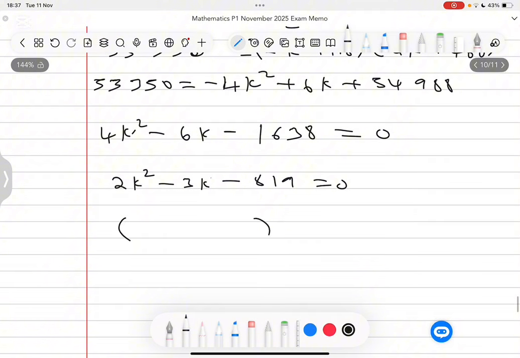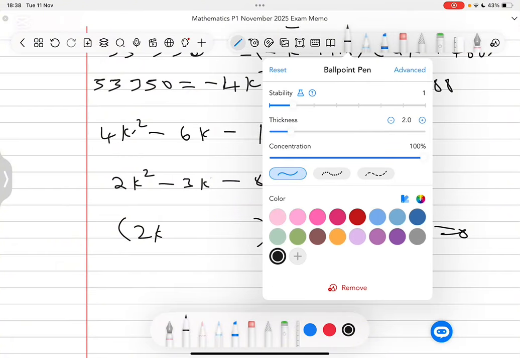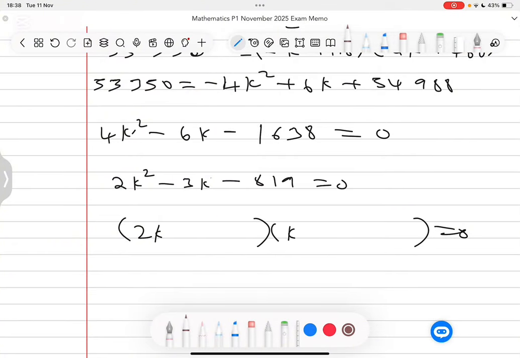Now, this I can factorize. I'll have a 2k here, I'll have a k here. And I know that the factors of 819 would really be 39 times 21. I should get 819.